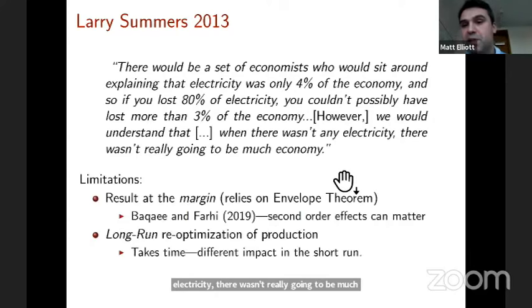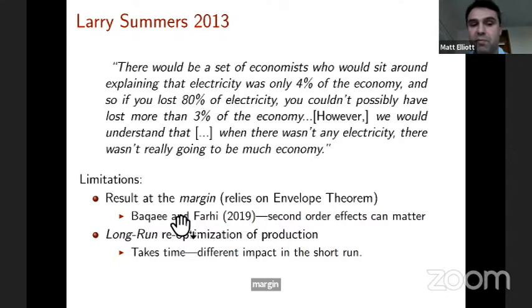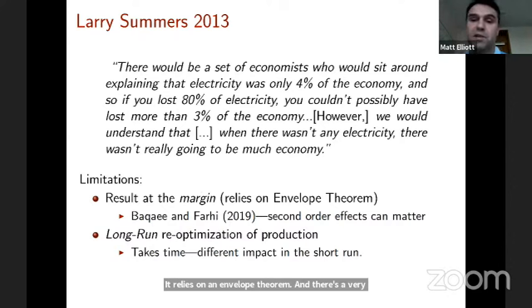Okay, so there have been limitations with Holton's theorem that have been realized for a long time. And there are two big things I'd like to draw your attention to. The first thing is that really it's a marginal result. It doesn't necessarily hold away from the margin. It relies on an envelope theorem. And there's a very nice paper by David Baqaee and Emmanuel Farhi that shows you that the second order effects, the things that happen away from the margin, can be very substantial and lead to the extrapolation being a poor approximation.